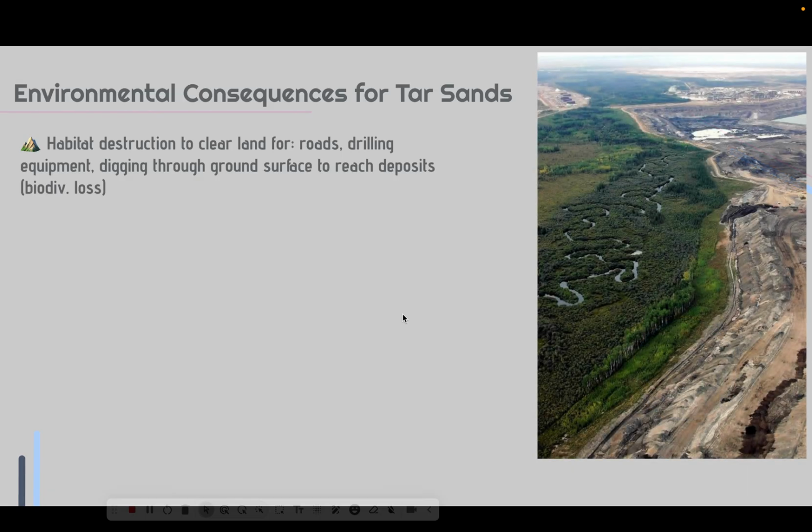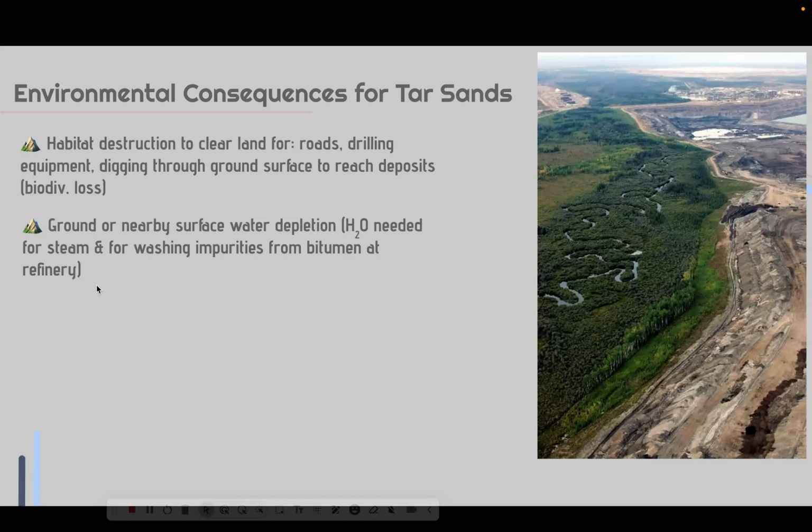Primarily, we have habitat destruction. You can see here just creating a road for the drilling equipment to get to the tar sand pit, which is back here in this picture. We're digging through ground surfaces to reach those deposits, so we're actually destroying biodiversity. We're also using a lot of the nearby ground and surface water, so we're depleting that resource, because like I said before, water's needed for the steam. Water's also needed for washing the bitumen.